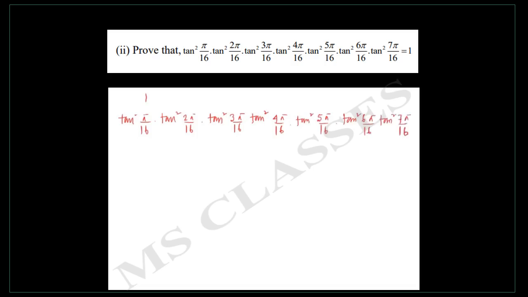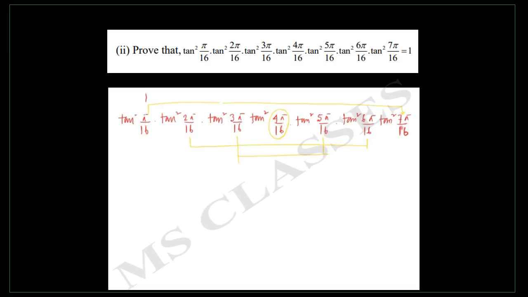Now, as I told you in the previous sum also, always try to find the relation between the angles. So here also we'll do the same. We observe pi by 16 plus 7 pi by 16 is pi by 2. 2 pi by 16 plus 6 pi by 16 is pi by 2. 3 pi by 16 plus 5 pi by 16 is pi by 2. And 4 pi by 16 we can keep separate.